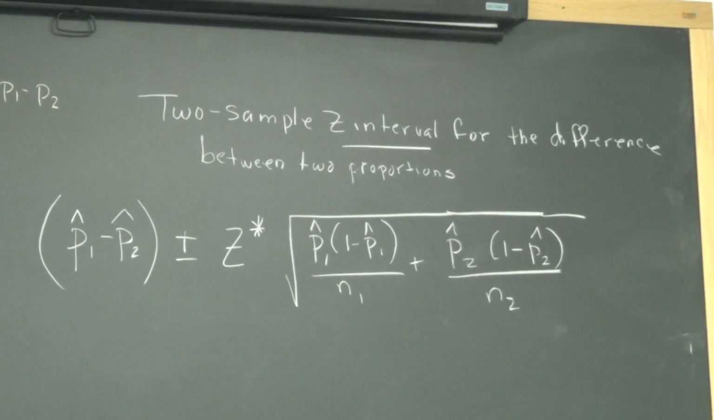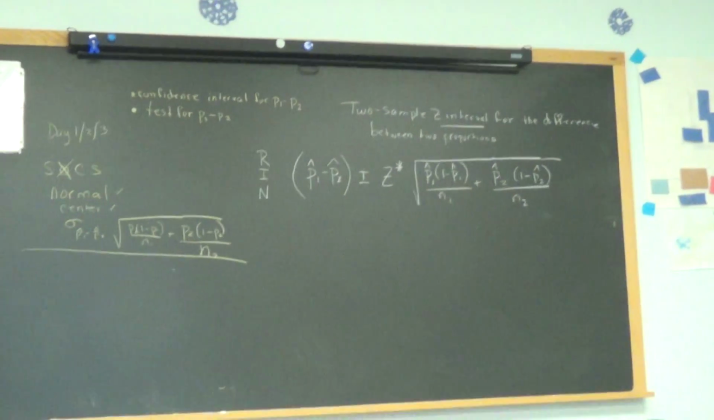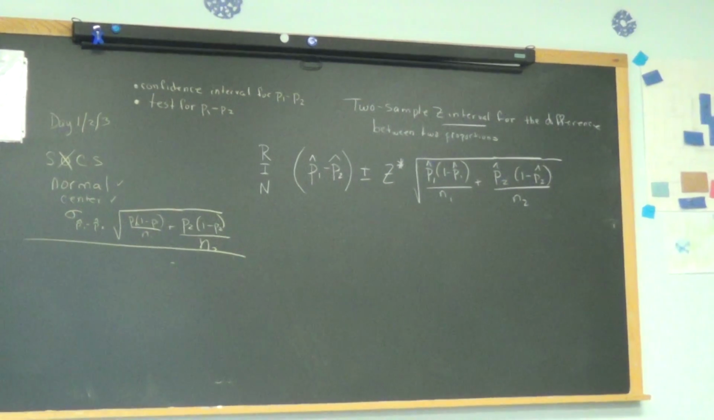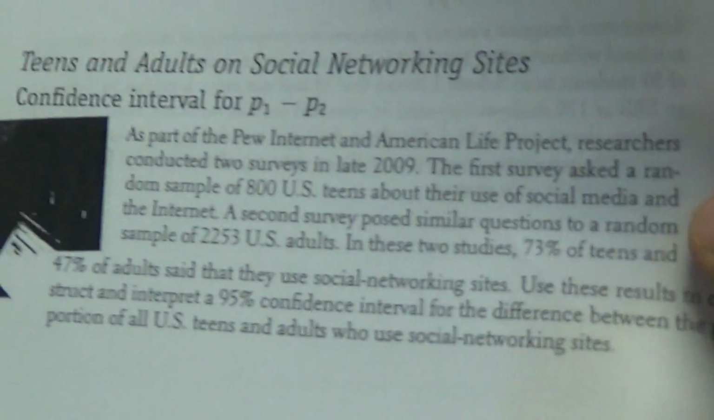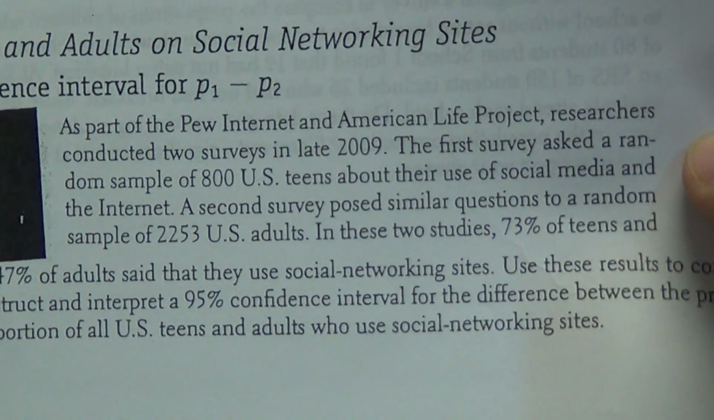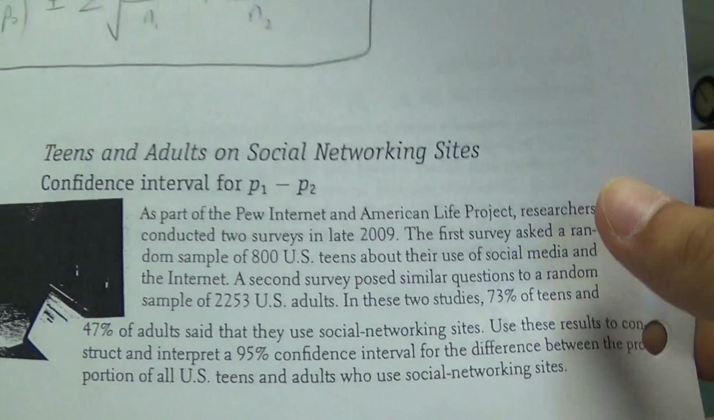So after you get that written down, Allie, would you read about teens and adults? As part of the Pew Internet and American Life project, researchers conducted 2 surveys in late 2009. The first survey asked a random sample of 800 U.S. teens about their use of social media and the internet. All right, so far, I see n1. I caught that. All right, you see anything else? Not really? Okay, go on.